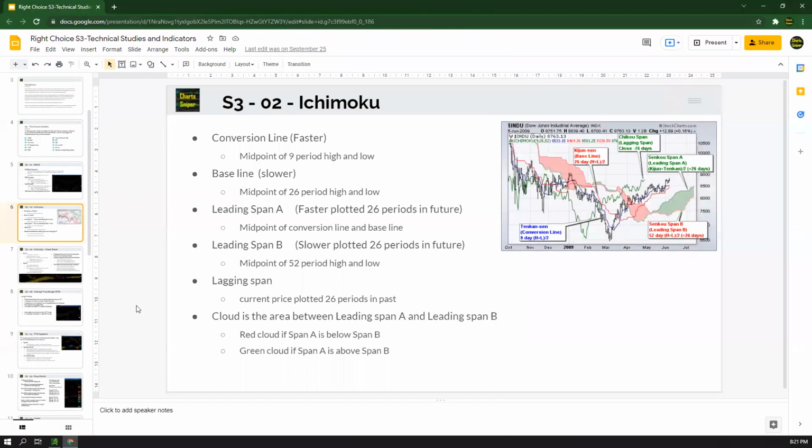So this is the slide from the training, and this just describes what exactly we plotted. We plotted a midpoint of the 9-period average, the 26-period average, span A, span B, and the lagging span, which we have not discussed yet. I will discuss that shortly. The cloud is red when span A is below span B, and green when span A is above span B.